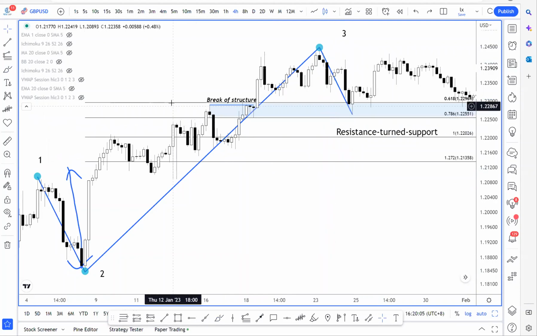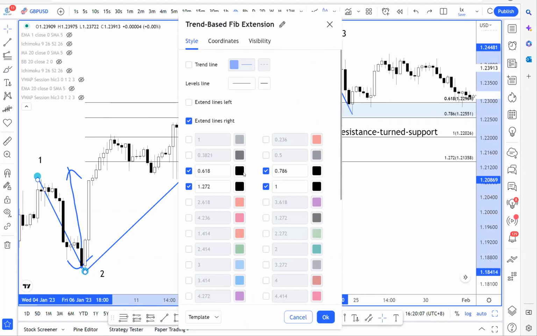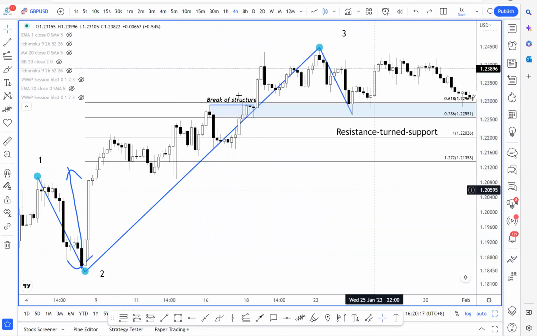You might ask, now that I'm given all these extension levels, how would I know which one to use? How would I know whether the 61.8 is going to be the one, or the 78.6 or 100 and so on? How can you know that this is the extension? Everything about trading is about probability, trying to get higher probability setups.